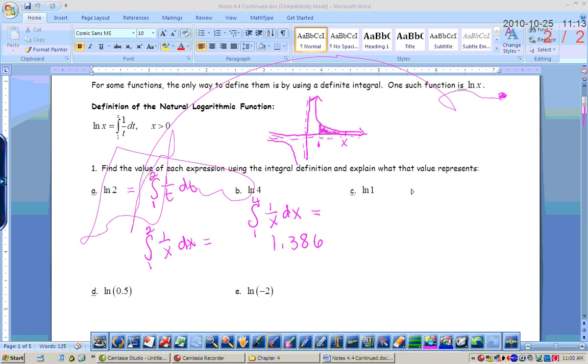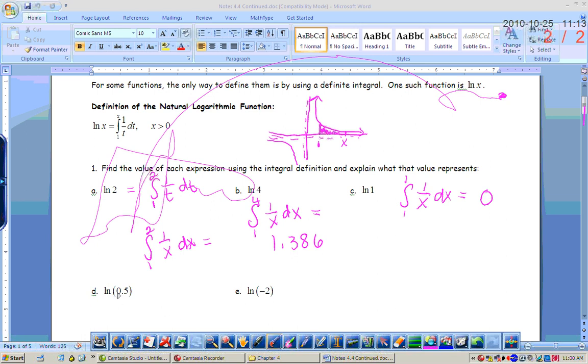All right, the natural log of 1 would be the integral from 1 to 1 of 1 over x dx, which I've already heard someone say the answer, and that is 0. Right, because there's no width to the area of that. If you're going from 1 to 1, you have no width.